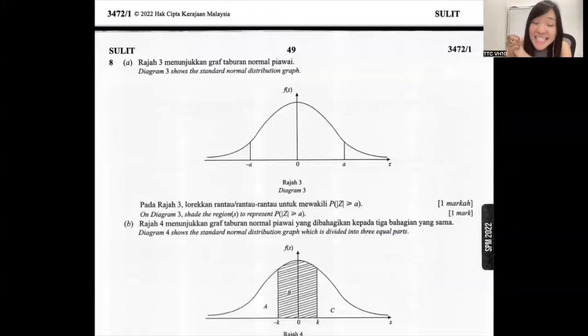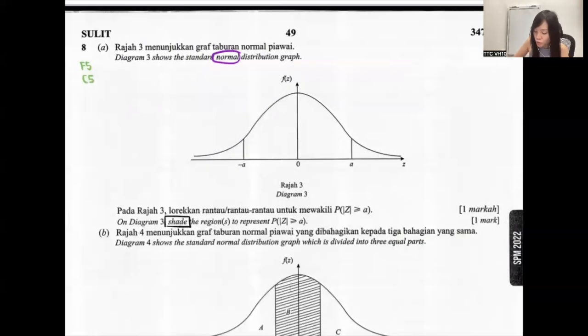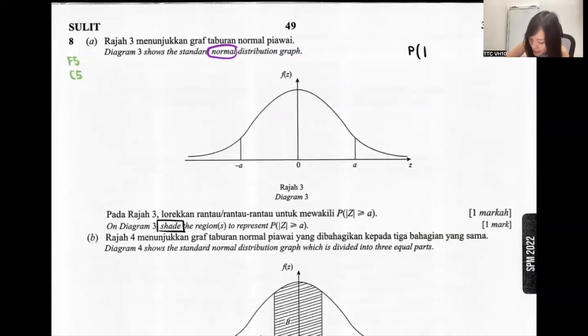Okay, this is quite easy. The moment you look at it, you straight away know this is under Form 5, Chapter 5, called probability distribution. And the bell graph is always under normal distribution. So 8, they say diagram 3, this one, just the standard normal. See, I already told you it's normal. So on the diagram, they ask you to shade. So my dear, you're going to color it. Shade the region to represent the probability. Probability is the area, yeah?